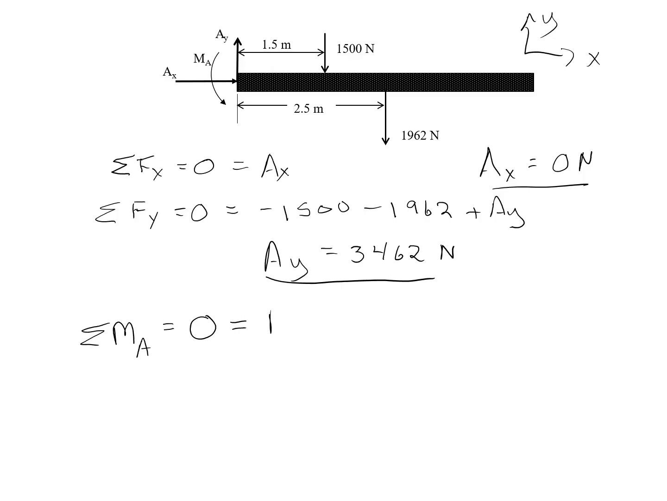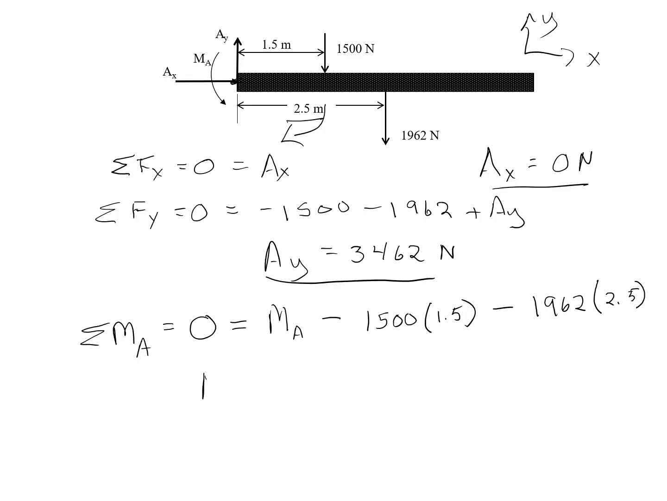So first I have MA, which is a reaction at A. AY and AX both go through this point A, so they do not cause a moment about A. So I do need to include the 1500, and that distance is 1.5. It's causing a clockwise rotation, so it will be negative. And then I also have the 1962, and its distance is this 2.5. It's also pushing down and causing a clockwise rotation, so it will be negative.